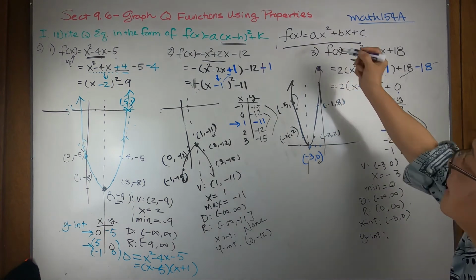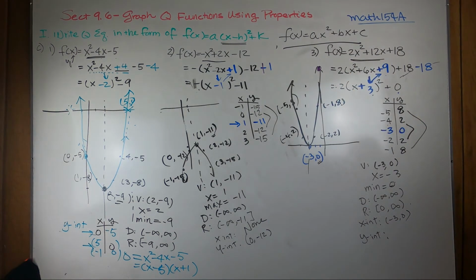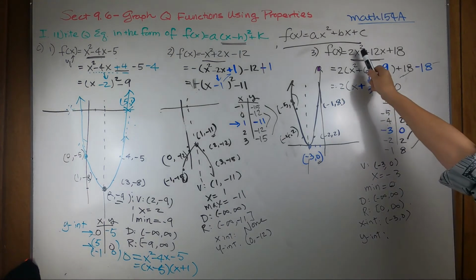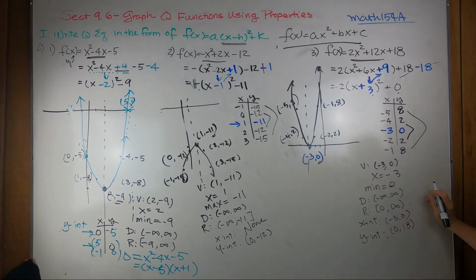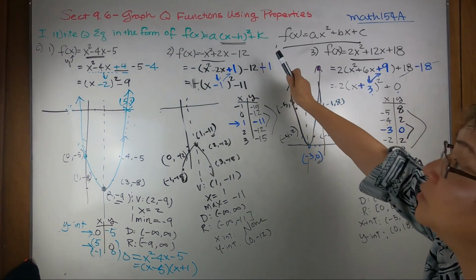Somewhere here, right? Where you meet the y-axis. So you plug in x is 0, then y is 18. 0 and 18. Okay? That's how we do the graphs of quadratic functions with the vertex form.